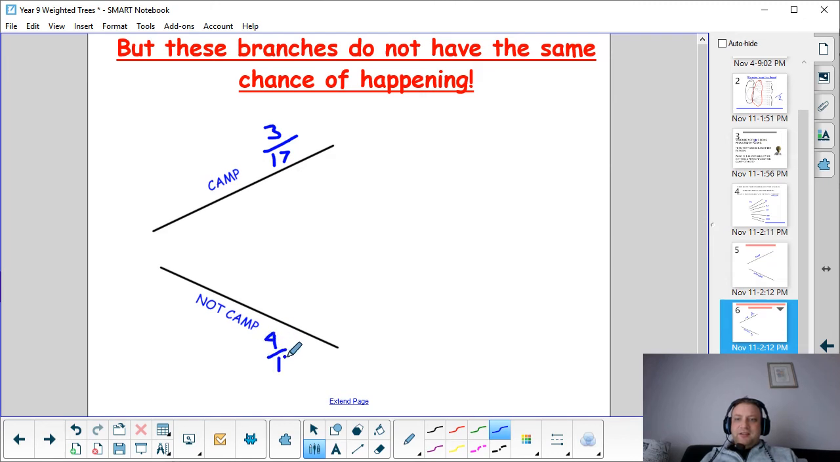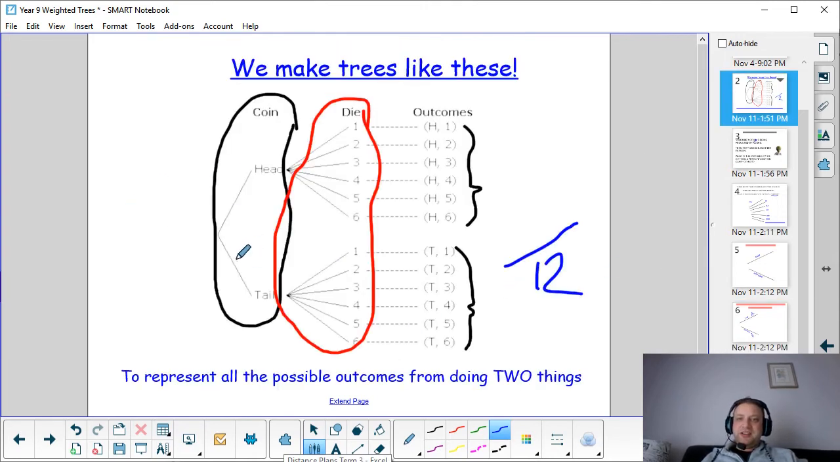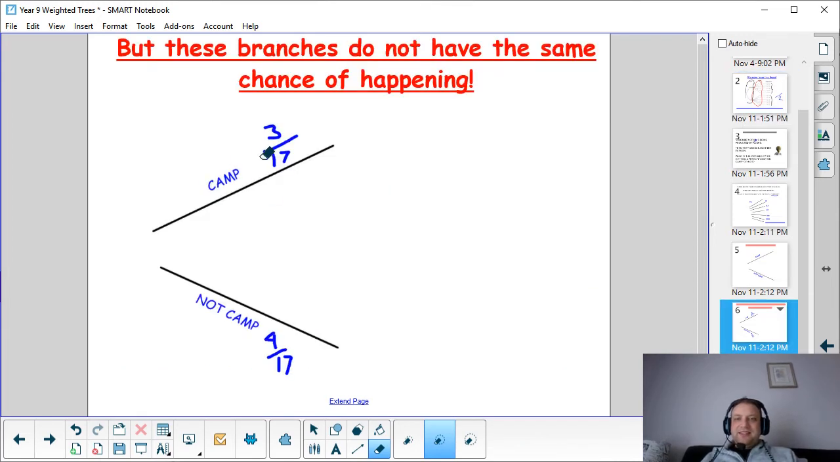are not. All right, if I don't put weights on it, then that implies that they have the same chance of happening. We didn't have to put a fraction on the first one because heads and tails is the same. I mean, you could say that heads is half, you could say that tails is half, but it's a waste of energy. We know there are 2 branches, we know they're the same chance of happening, so we don't worry about it. We have to do it in this case because this is a much lesser chance of happening than this. This should be 14, sorry. So 3 out of 17 on camp, 14 out of 17 not on camp. Look, it adds up to 17.